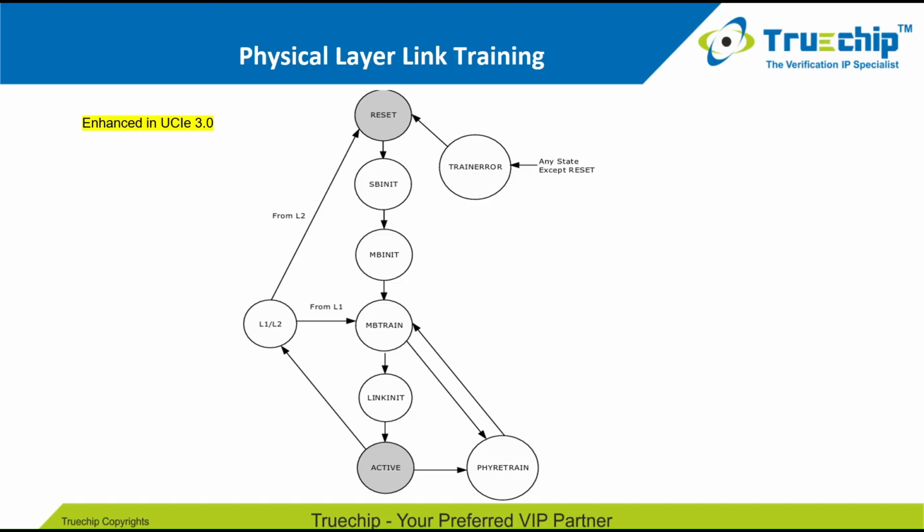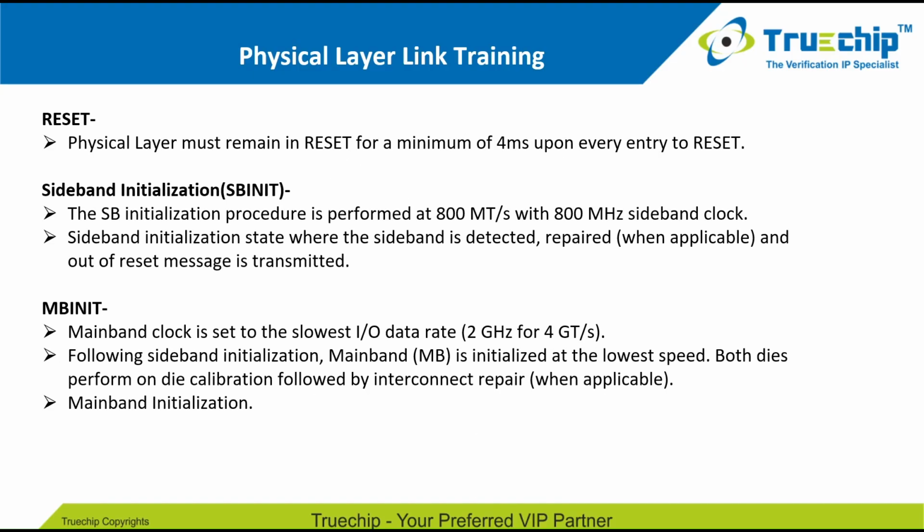Let's look at the key LTSSM states. The very first is reset. The physical layer must remain in reset for a minimum of 4 milliseconds. The second is SB init. The sideband initialization procedure is performed at 800 mega transfers per second. And the MB init here, the mainband is initialized at the lowest speed, that is 4 giga transfers per second. Both dies perform calibration and repair.